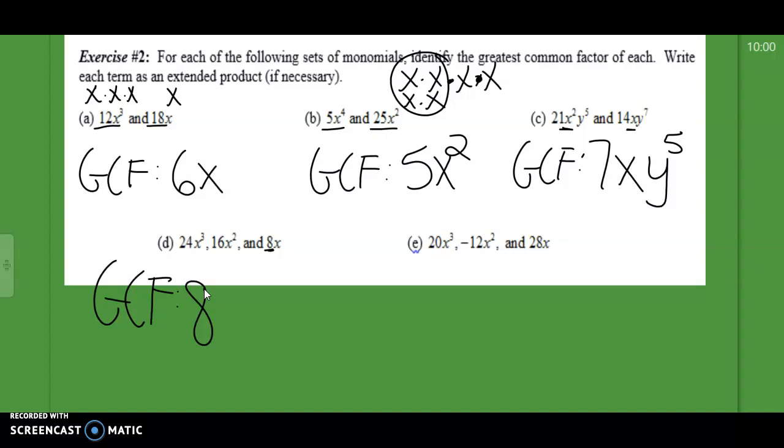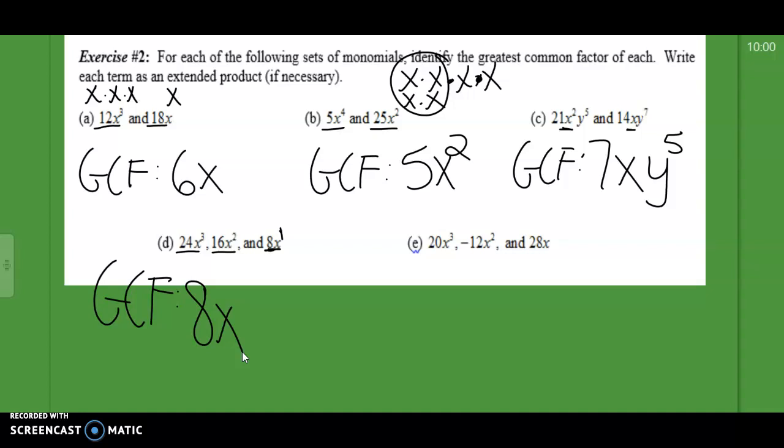Now think of these as 3 individual pieces. 3 x's, 2 x's, 1 x. So because this is the smallest number of x's, that's going to be the greatest common factor because they all have at least just 1 x.